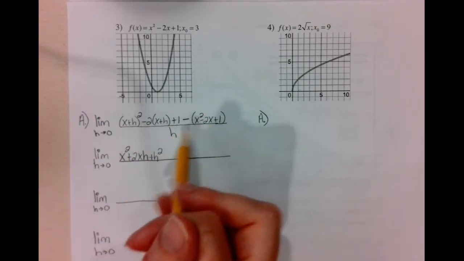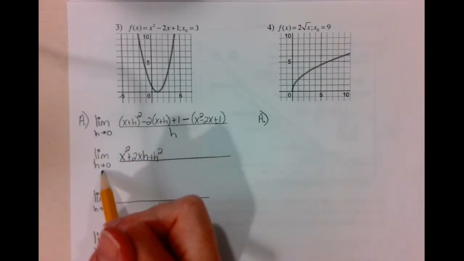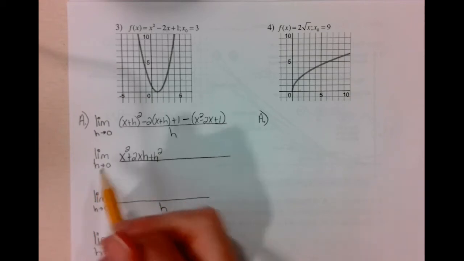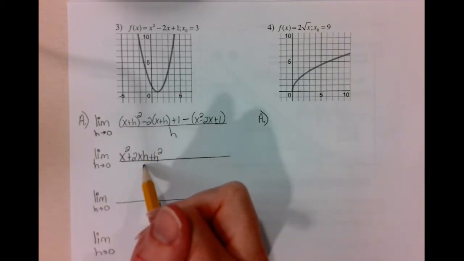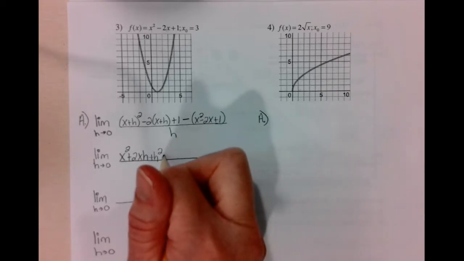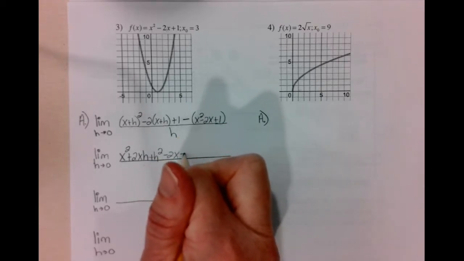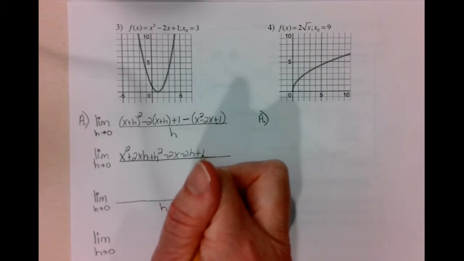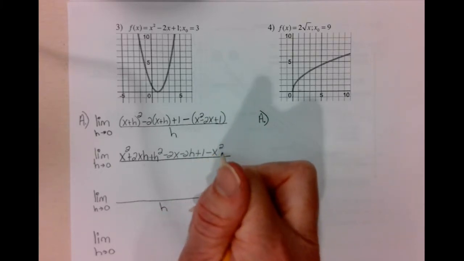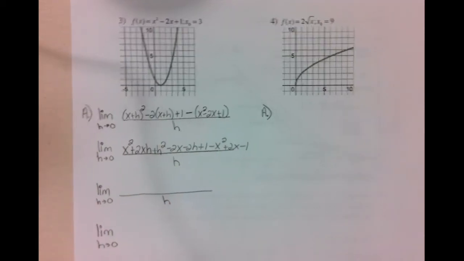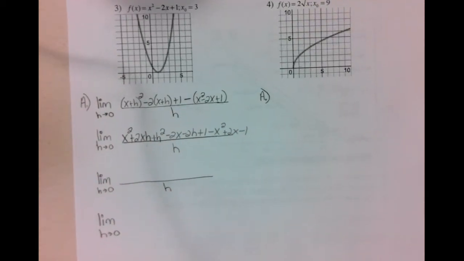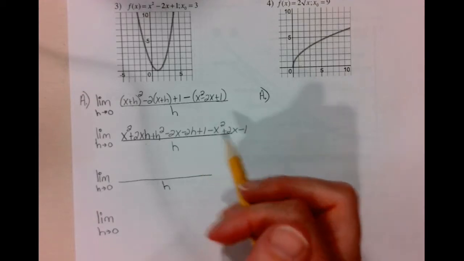Now, from here on out, we're algebraically manipulating. I bring down the limit notation, remembering your foiling skills. That's the first one, the binomial squared. Minus 2x minus 2h plus 1 minus x squared plus 2x minus 1 all over that h. And again, the desired goal is to cancel out that h. Well, let's see what we have.